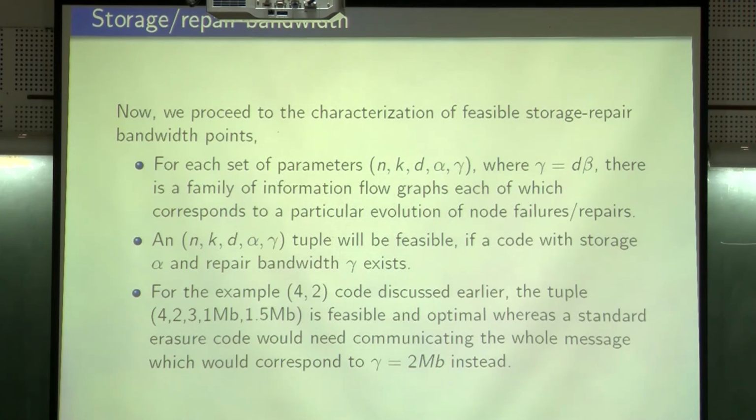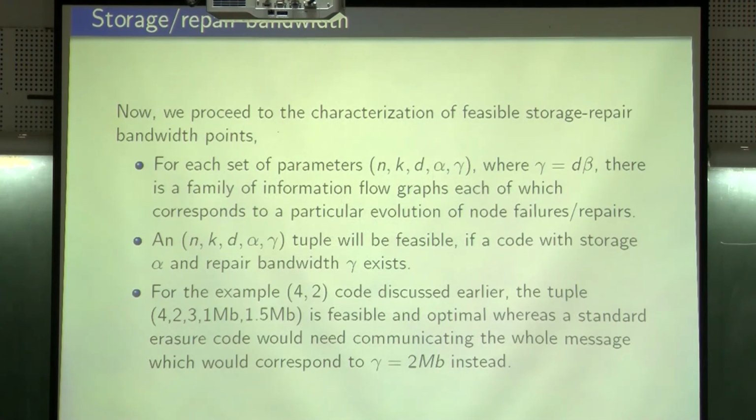For each set of parameters n, k, d, alpha and gamma, where gamma is d times beta, there is a family of information flow graphs, each of which corresponds to a particular evolution of node failures. Then the (n, k, d, alpha, gamma) tuple will be feasible only if a code with that storage and repair bandwidth exists.